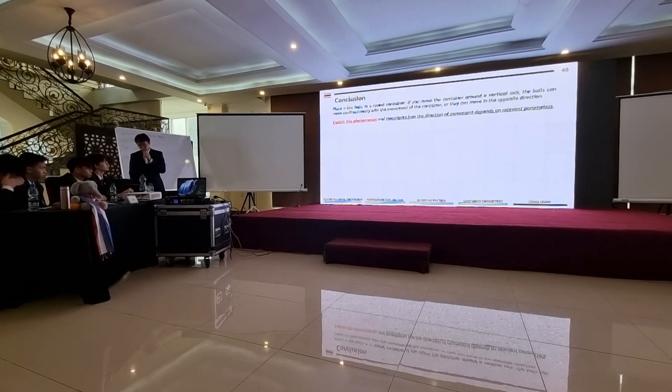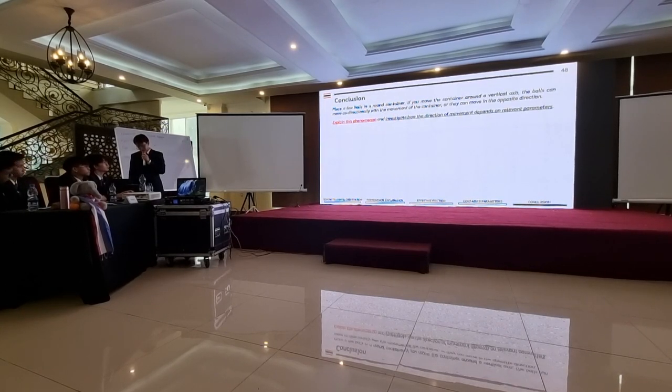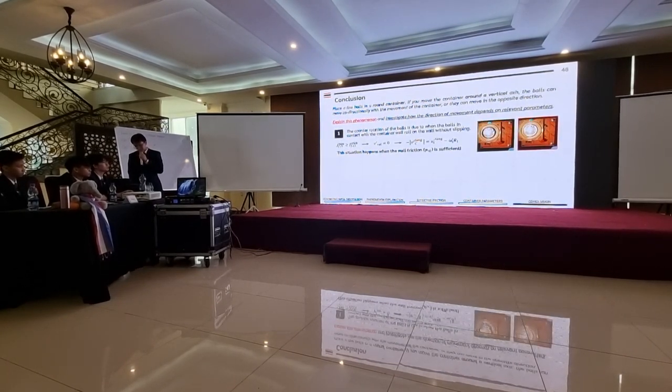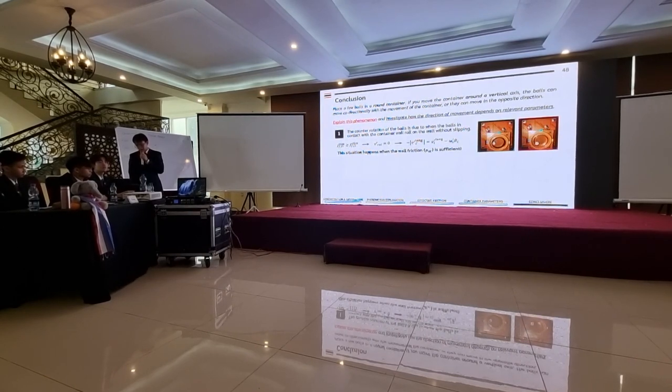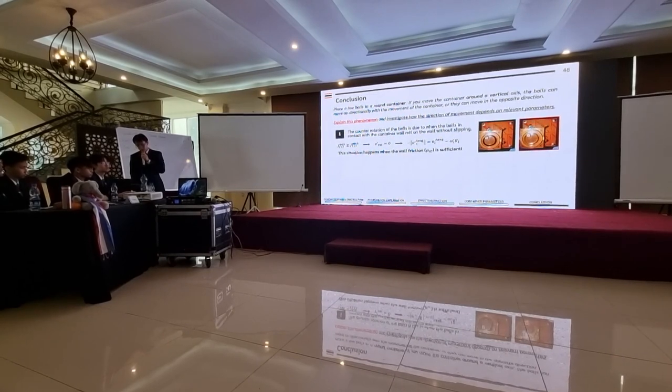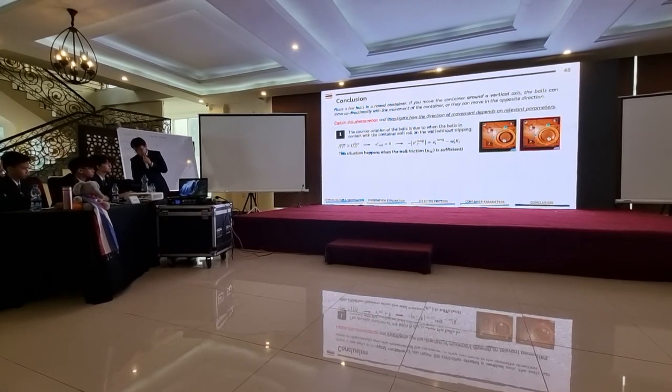For the conclusion, I would like to summarize my answer to the problem statement. I did explain the phenomenon and validate my hypothesis that the constant direction movement occurs when the ball rolls out of state. This situation requires sufficient initial impulse, which also means that the wall friction must be sufficient. However, if the wall friction is insufficient, the phenomenon persists.